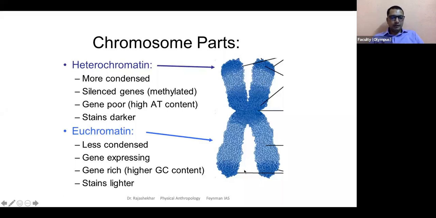From the image, we can clearly see that the telomere ends of the chromosomes and the centromeric region of the chromosomes contain heterochromatin regions. And the rest of it, meaning in between the centromere and telomere, these lightly shown regions contain euchromatin, or less condensed chromatin region.